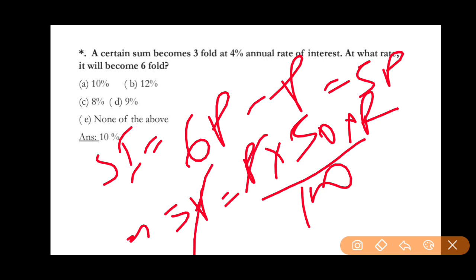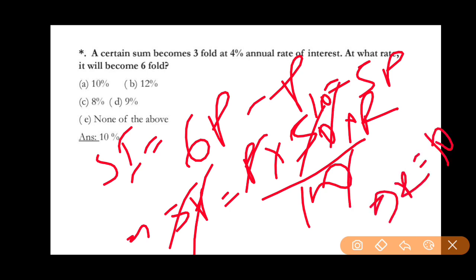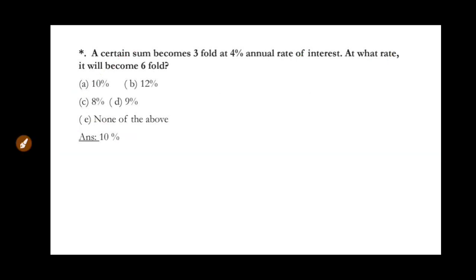So here p would be cancelled, and also 5, and here it will be 10. So 10 and 10 cancel, and the rate of interest will be 10 only. So the given answer is 10%. Here it is option A, the value will be 10%.